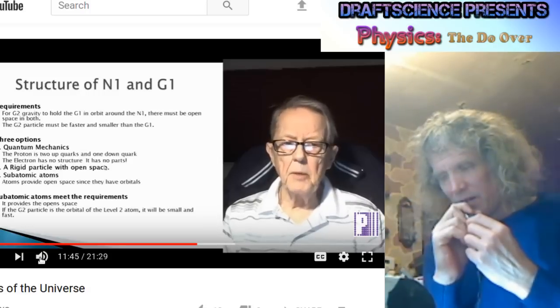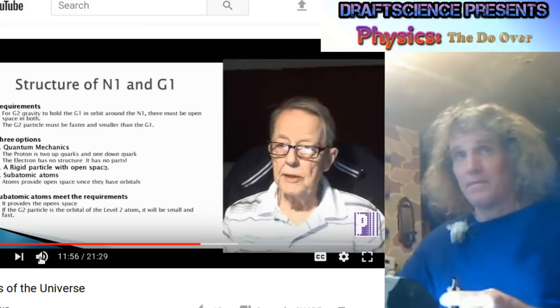Now let's talk a little bit about the structure of the N1 nucleon and the G1 particle. The requirement for the N1 is that for G2 gravity to hold the G1 in orbit around the N1, there must be open space in the N1 and G1 for the G2 to pass through.